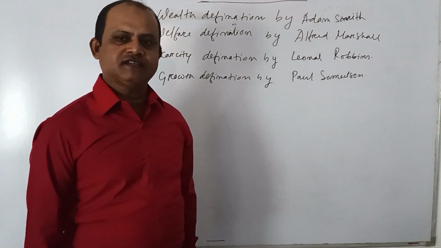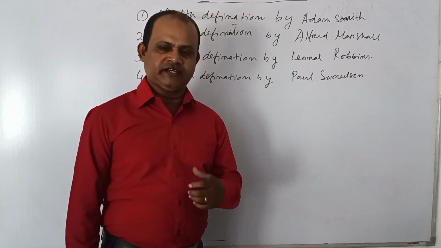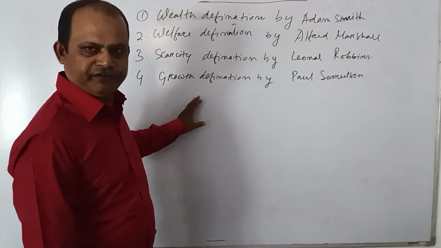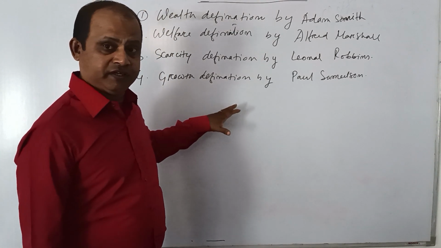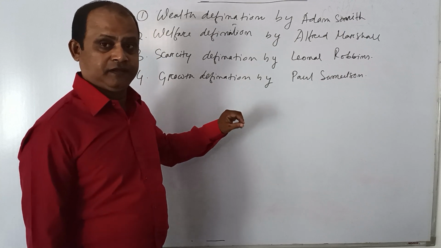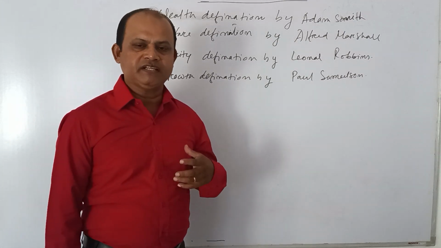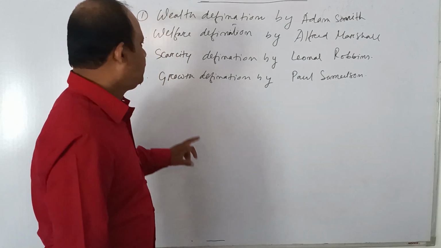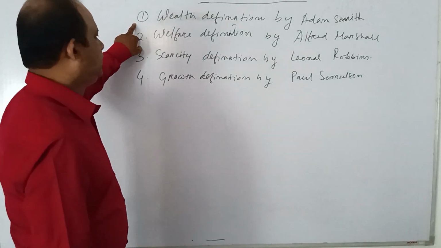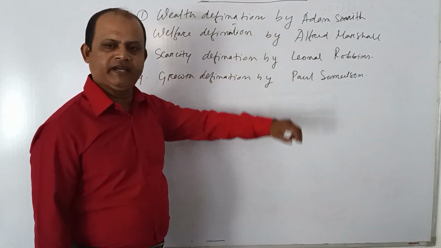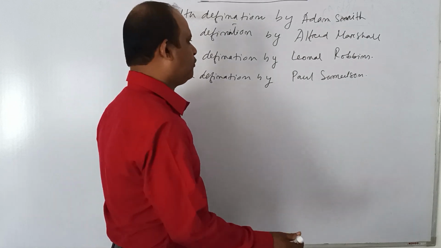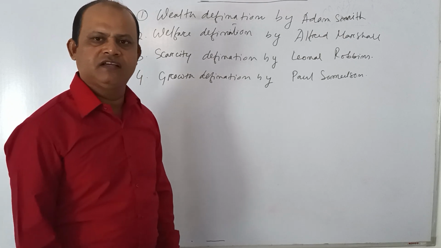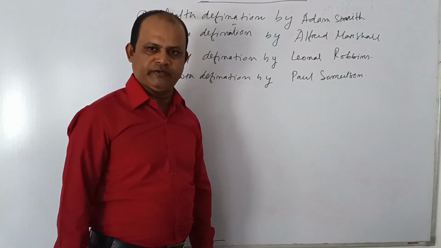Today we are again going to discuss economics, that is, microeconomics. In the previous video I talked about the different definitions which are considered landmark definitions. Many definitions were there, but these four definitions made the change in economic thought. In the first definition I told about the wealth definition given by Adam Smith, who is considered the father of economics, and he wrote the book in 1776, An Inquiry into the Wealth of Nations.